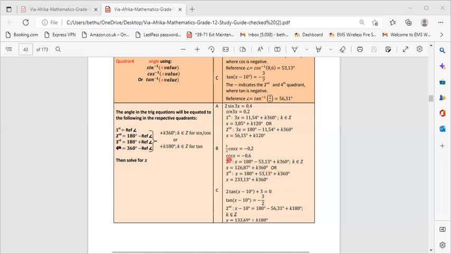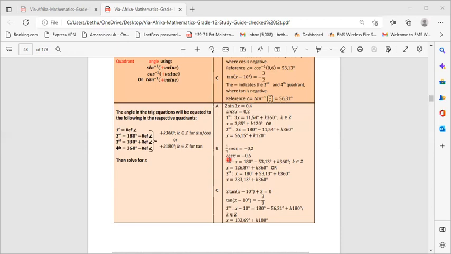Now let us look at the general solution for our third quadrant. We have x is equal to 180 degrees plus 53,13 degrees plus k times 360 degrees. Now, 180 degrees plus 53,13 degrees will give us 233,13 degrees plus k times 360 degrees. So that is your general solution. I hope you're getting the hang of this.